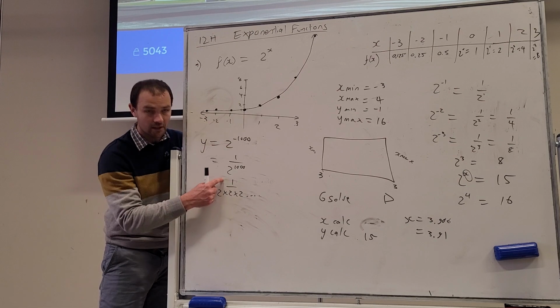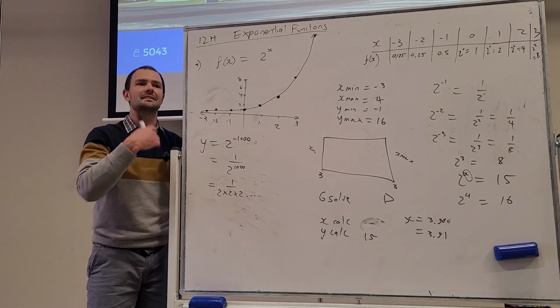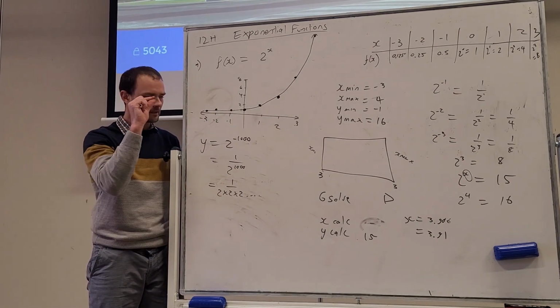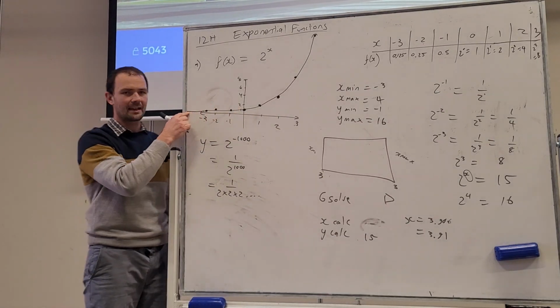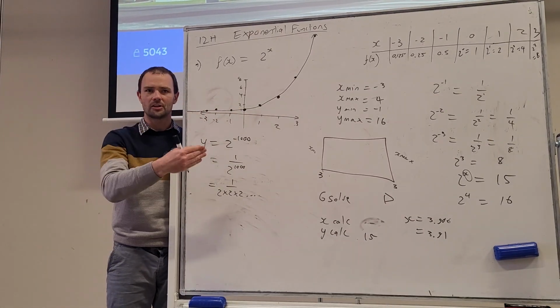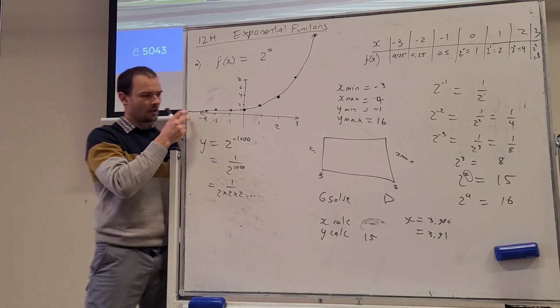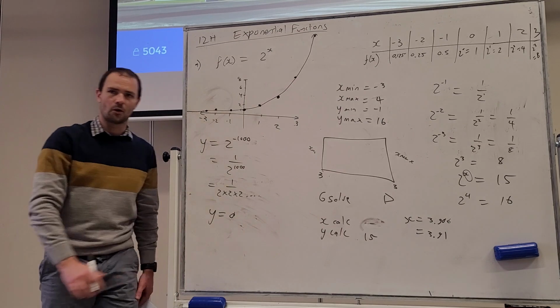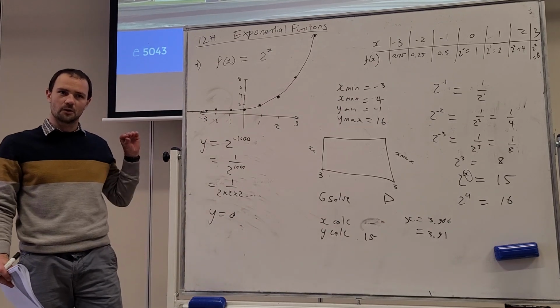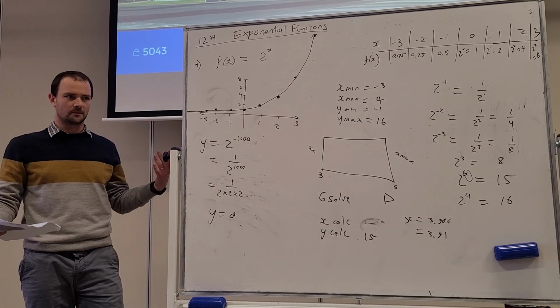This is getting closer and closer to 0, but it's still positive. It's very, very small. And so what's going on is it's getting closer and closer to that x-axis, but it never reaches it. It's an asymptote, right? And so we have an asymptote at y equals 0. It's getting closer and closer to 0, but it never reaches it.